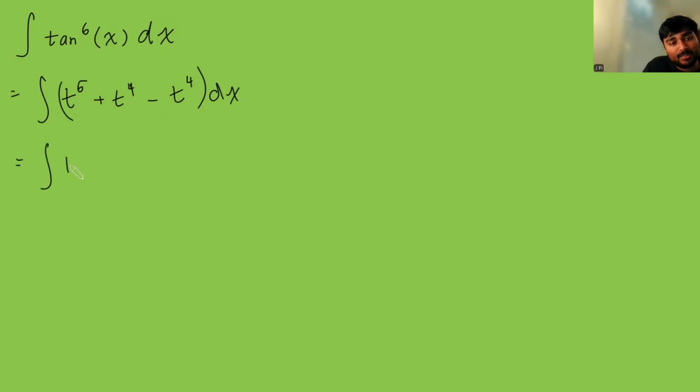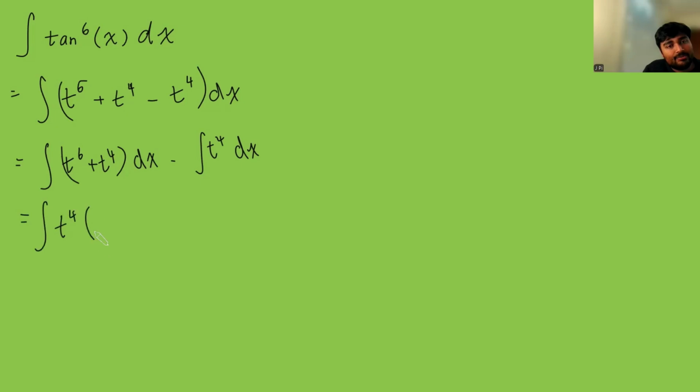So I'm going to split this into two integrals. So t to the 6 plus t to the 4 dx, and then minus the integral of t to the 4 dx. And now the trick here is, how am I going to integrate tan to the 6 plus tan to the 4? I'm going to factor out a tan to the 4x. So this is going to be tan to the 4 and then tan squared x plus 1. So t squared plus 1 dx. And then again, minus this integral of t to the 4 dx.